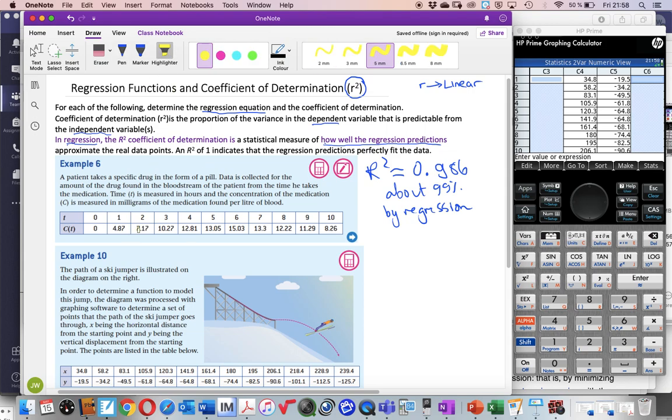So in this case, what they said is x is the horizontal distance from the starting point, and y is the vertical displacement from the starting point, okay? So the ski jumper comes over here, and then vroom. Okay, so all of these are below his starting point. So he goes down, and then he comes back up, and then he goes down again, okay? So you can see that this kind of looks like a cubic function.